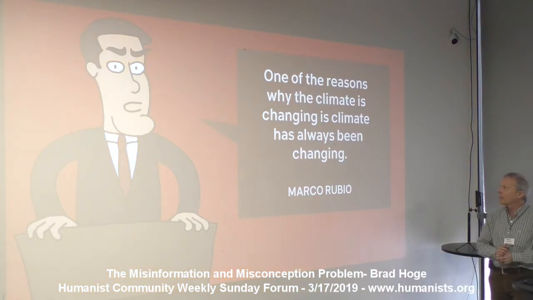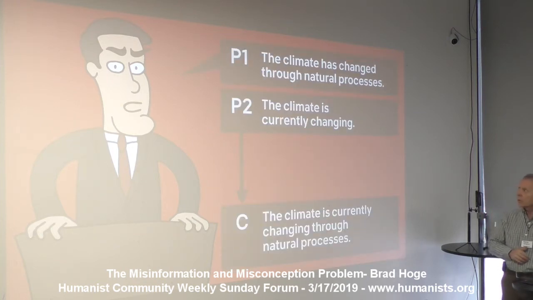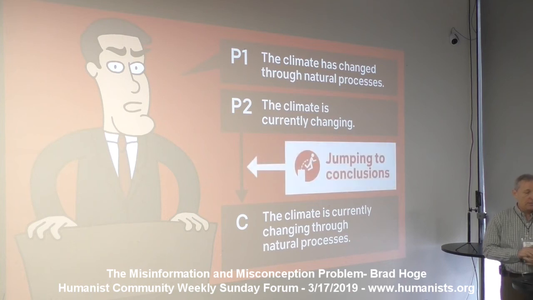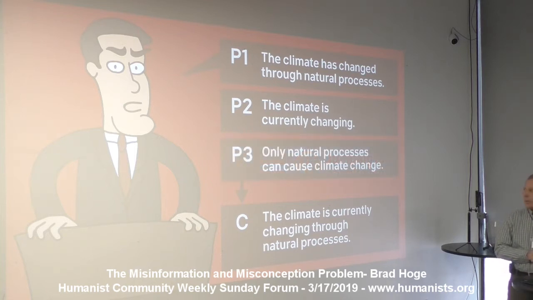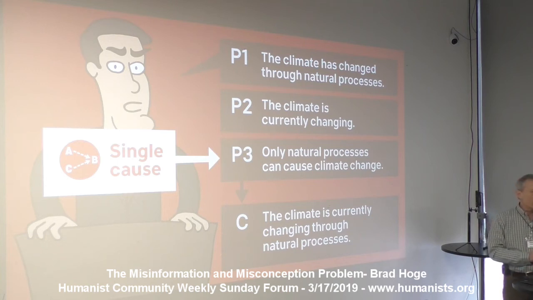"One of the reasons why the climate is changing is because climate has always been changing." If you break that into its logical structure, you can recognize there are two premises. One, that climate has changed through natural processes, and two, that climate is currently changing, an acknowledgement of that at least. But then he jumps to his conclusion, that climate is currently changing through natural processes, which we recognize is jumping to conclusions. It's not really a valid conclusion. The reason why is he's hiding a third premise, that only natural processes can cause climate change, which is a false premise because it's falling into the single cause fallacy.